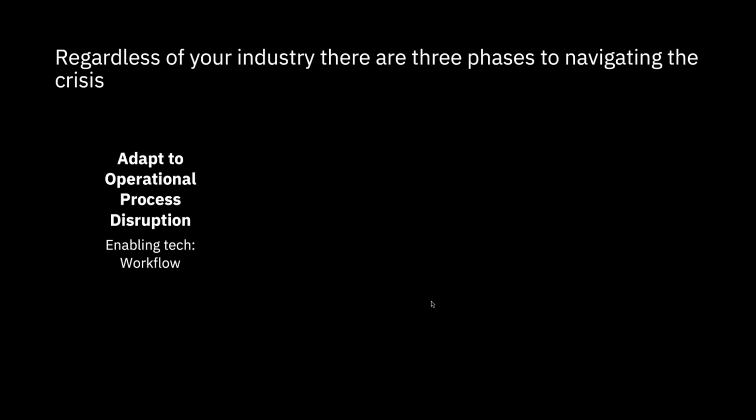But regardless of what industry you're in, there's three phases to this that we anticipate. The first one is, how do you just get through now, right? How do you quickly adapt to any disruption that you might have? The technology that helps you do that, and we'll talk about this today, is workflow.